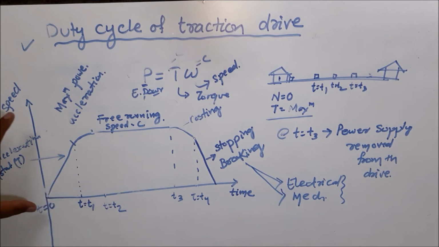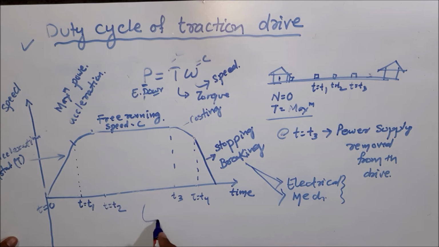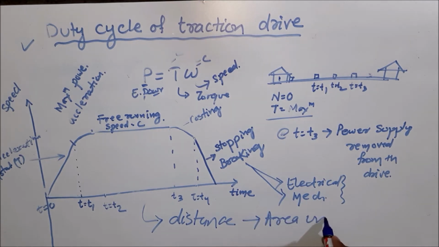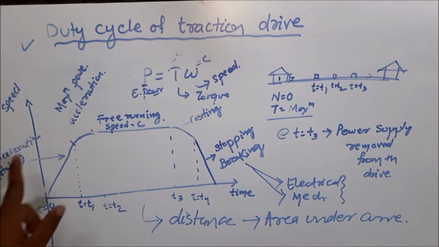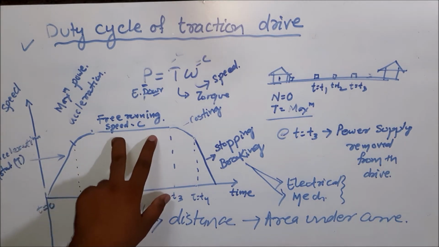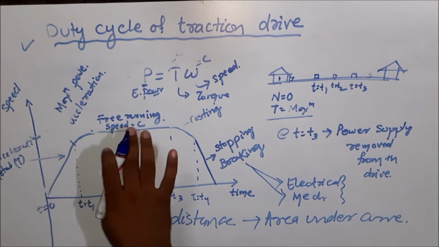Here you can see my x-axis represents time and y-axis represents speed, so the area under the curve is nothing but the distance. Distance is equal to the area under the curve. As the area under the curve increases, the distance increases. This is my speed versus time characteristic, or the speed-time duty cycle. It consists of first acceleration with constant torque, second acceleration with constant power, third free running, fourth coasting, and fifth braking or stopping. These five things constitute the duty cycle of traction drive. Sometimes, with respect to nearby stations or the last station, some of these stages may be removed. We will study it later.